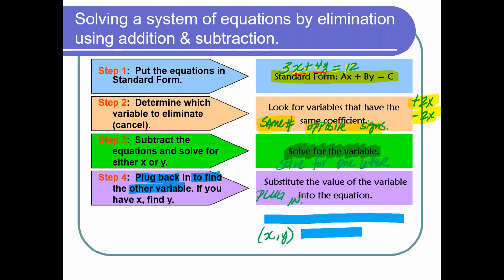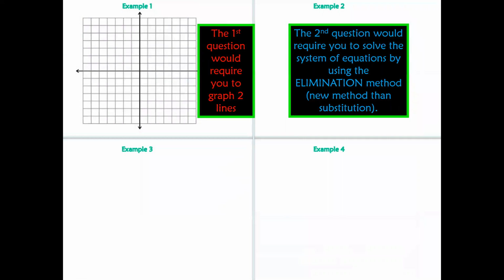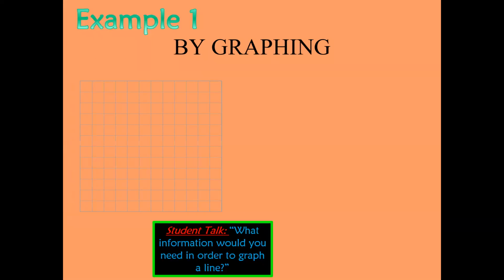So if I solved for x, then step 4, I would need to find letter y. And lastly, once you have x and y, you are officially done. You can go ahead and check your answers. So let's go ahead and do some examples then.